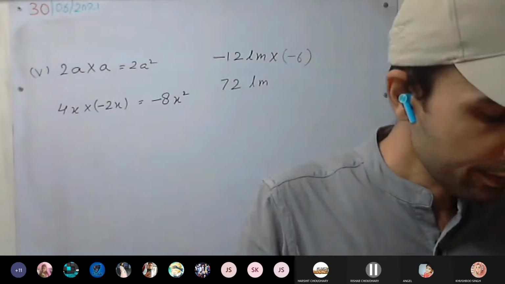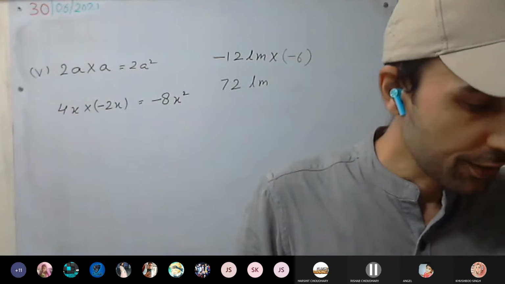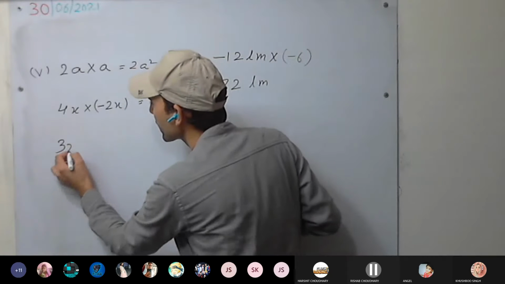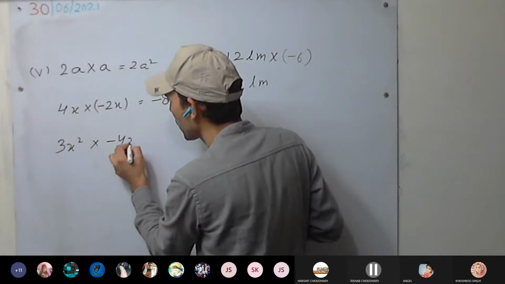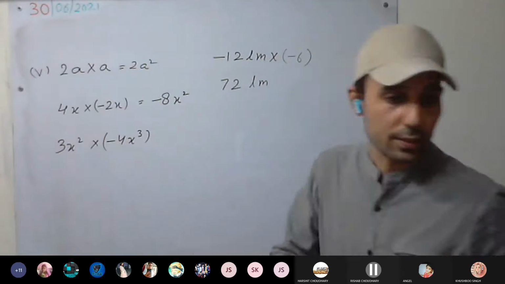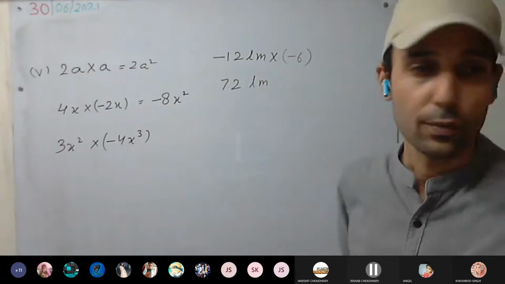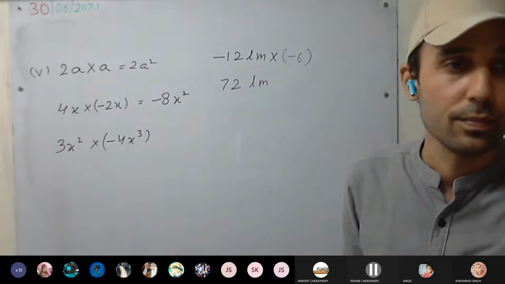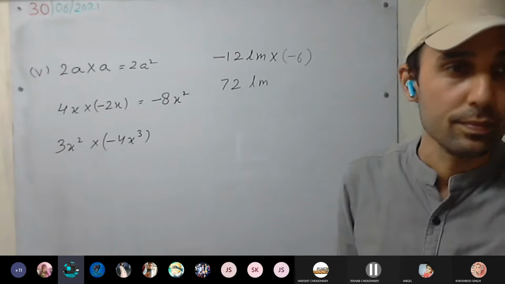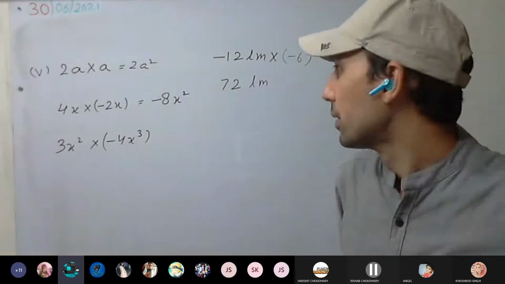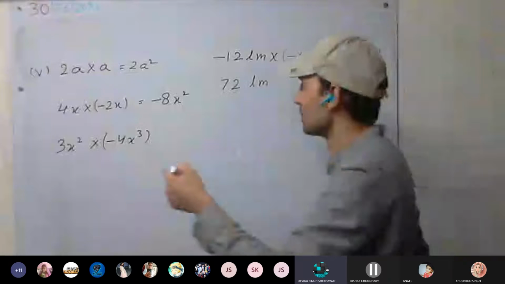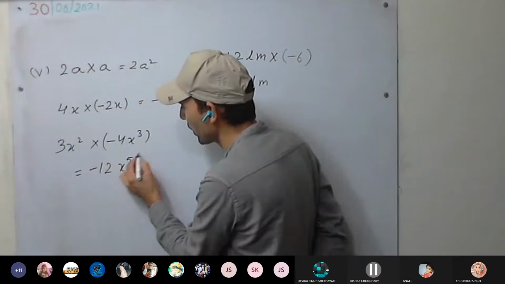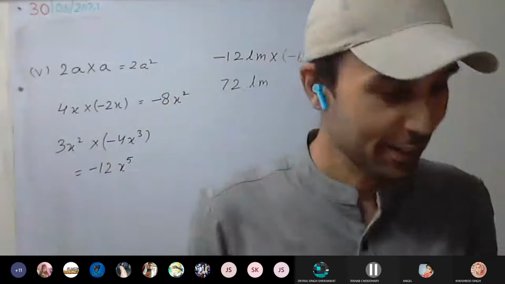Okay, Angel, next one. 3x square into minus 4x cube. What will be the answer? Sir, minus 12x raised to power 5. Devraj has told, but it was for Angel. Let her tell.